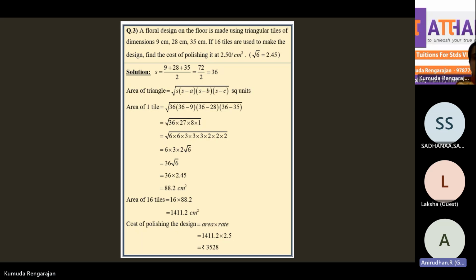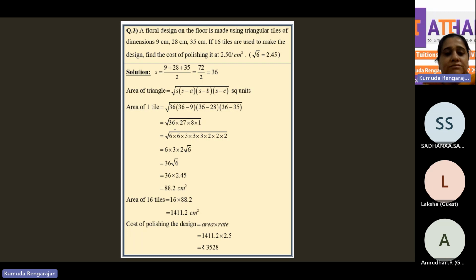Anirudh also got the same answer. Very good, Anirudh. Very nice. Good evening, Anirudh. When did you join? Got it? All right.